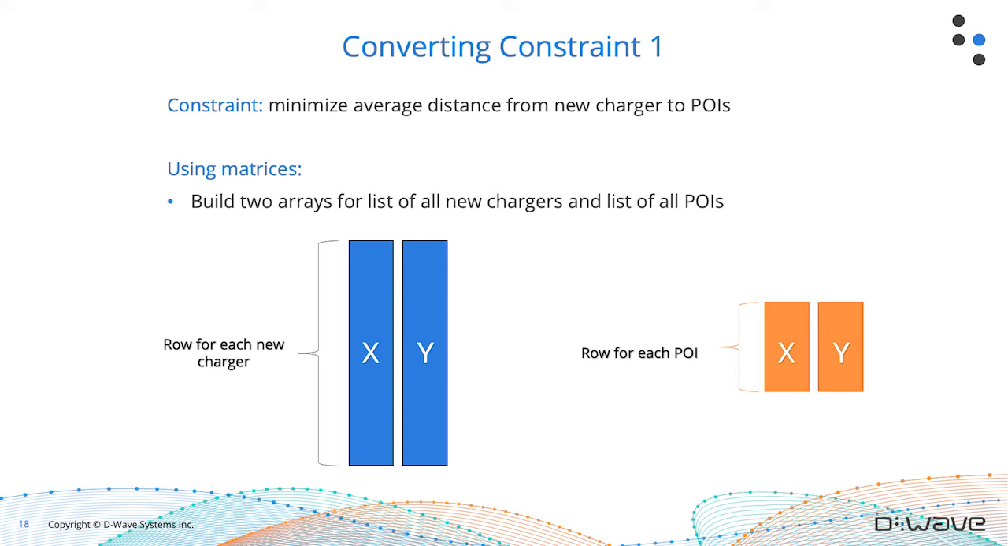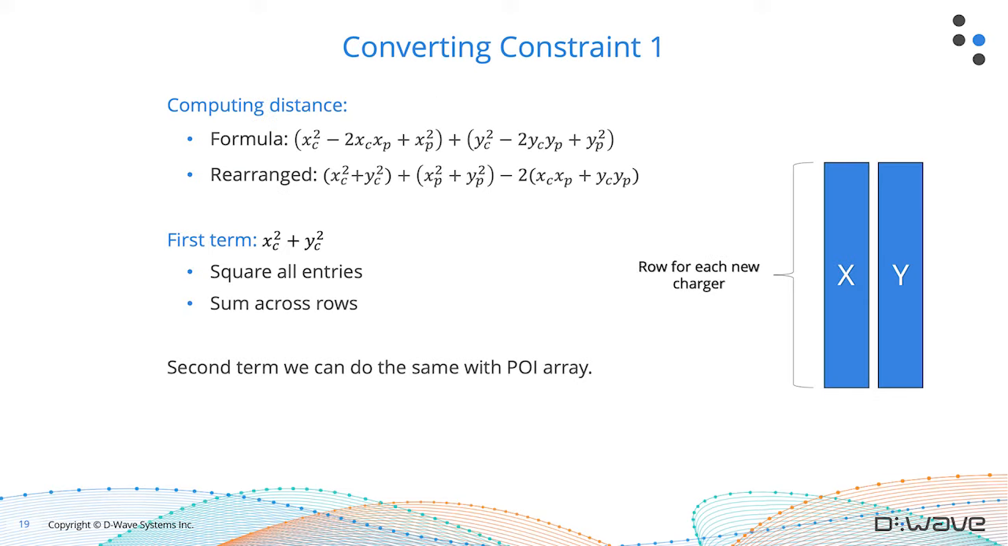So on the map that we saw before, for the blue one, that would be like all of the black space, all of the potential new charger locations. And for the orange one here, for the points of interest, that was like those 3 P's that you saw scattered around, so a much smaller number. We're going to build these arrays and use these to build up our constraint.